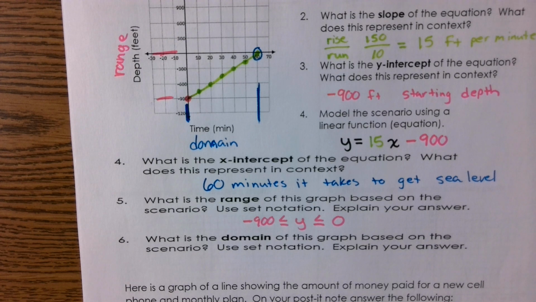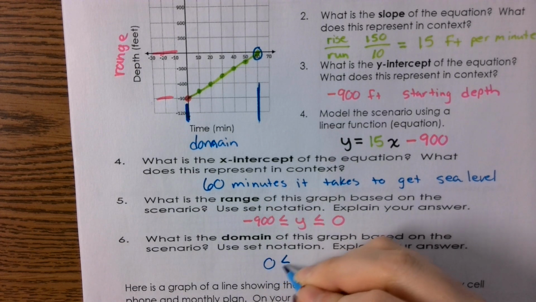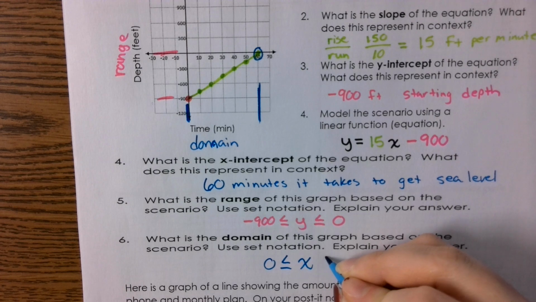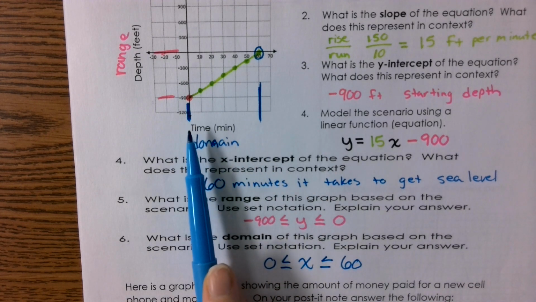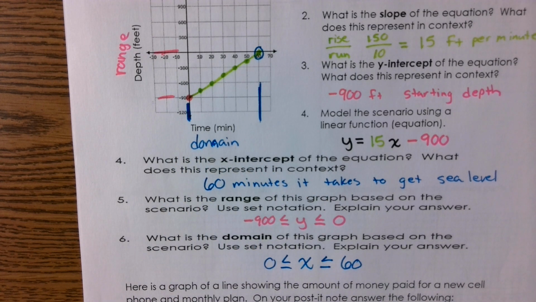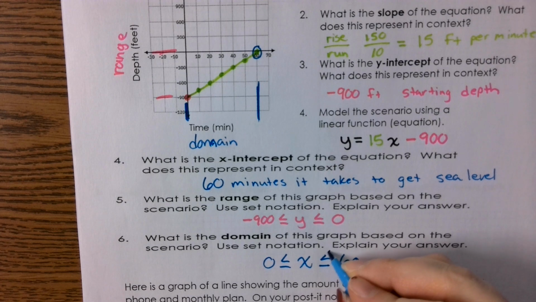Jai? 0 is less than or equal to x, which is also less than or equal to 60. Very good. 0 is less than or equal to x because x is the minimum value that our time can represent. And then 60 is the maximum amount of time that it takes the submarine to get up to its sea level. So 0 is less than or equal to x, which is less than or equal to 60.